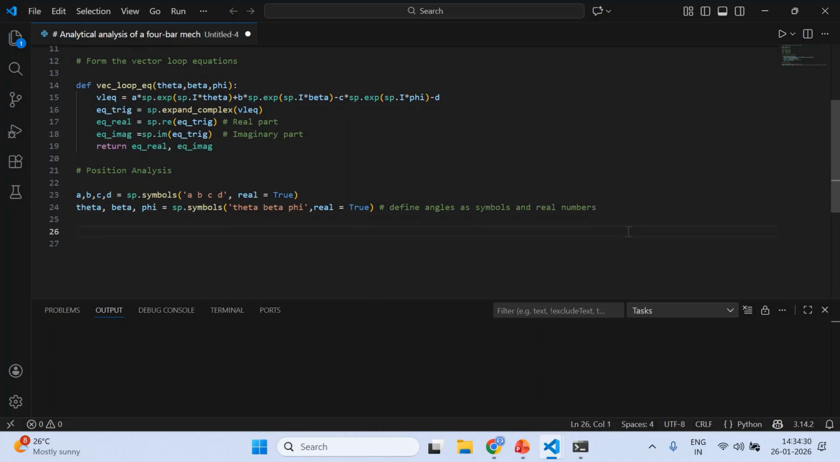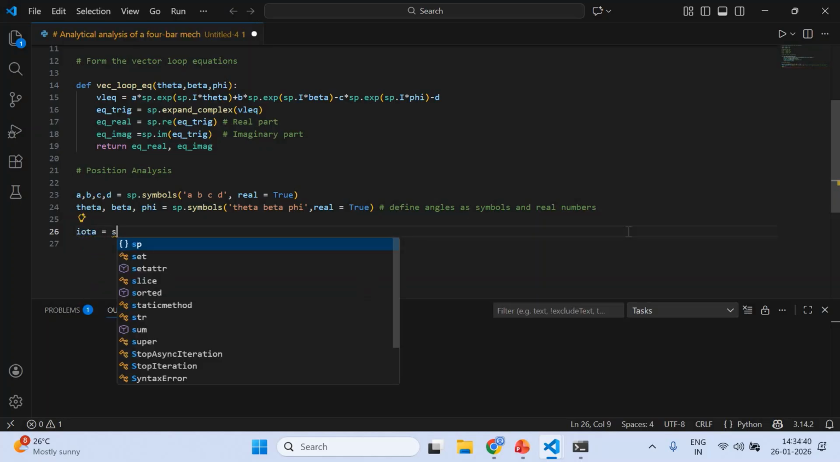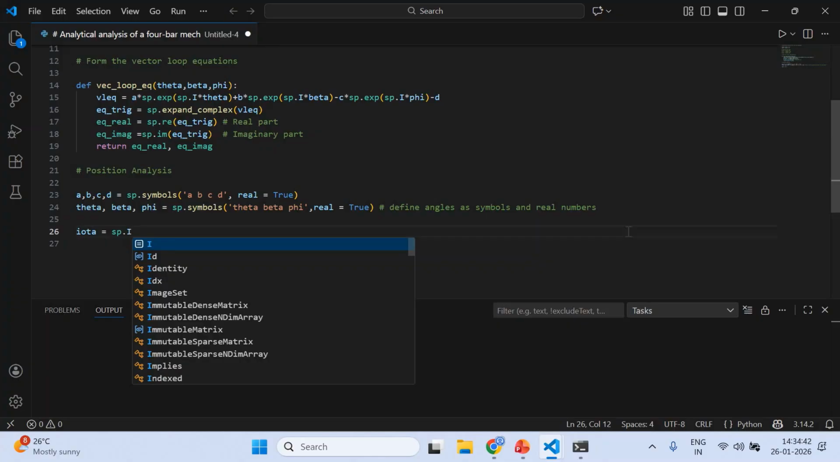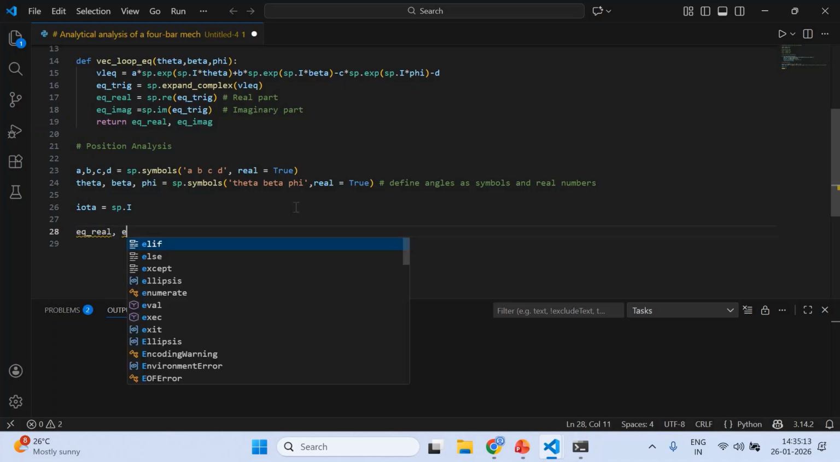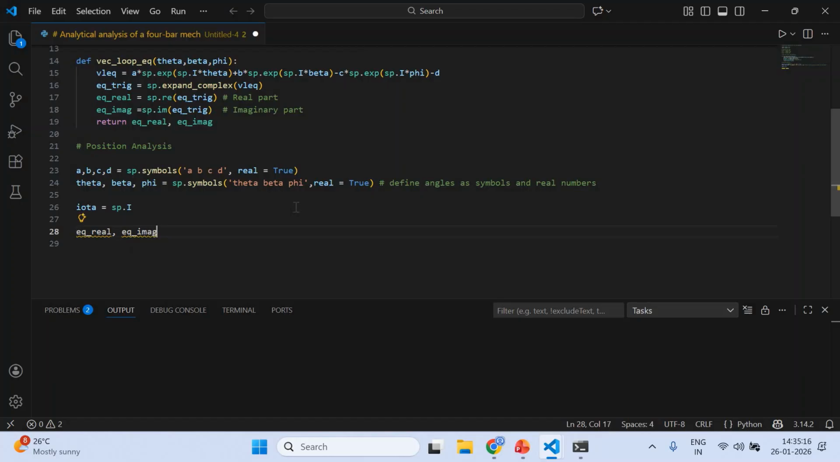Once this is done, let us define this term iota also. I am simply calling it iota only. This is sp.I. Now let us access the displacement equations or the position equations from this definition. We know that these two equations will be required to solve for the angles beta and phi. So let me type it down: equation_real, comma equation_imaginary.